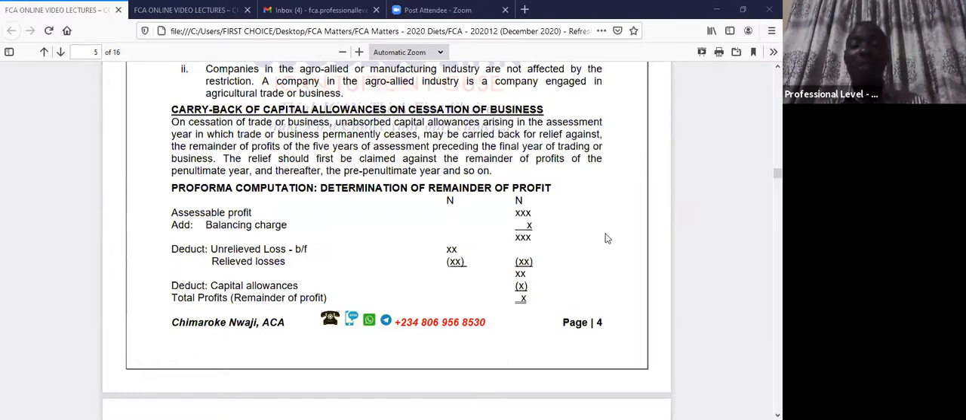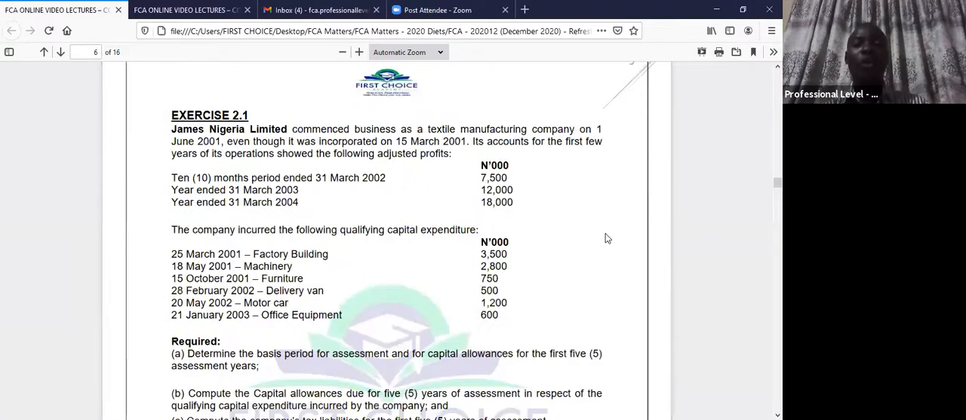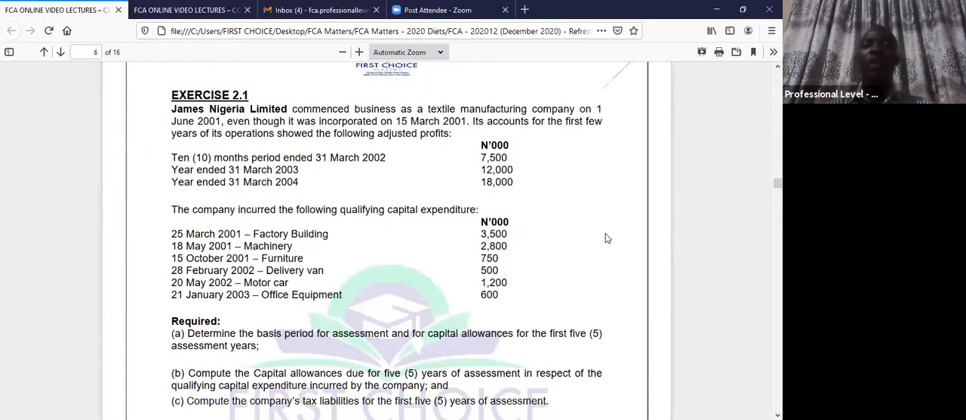We'll be looking at some examples to see how capital allowances work. We've been talking for almost an hour now, so let's deal with some examples. Okay, example 1.